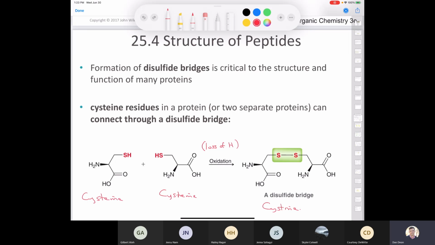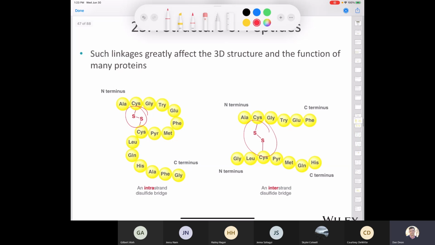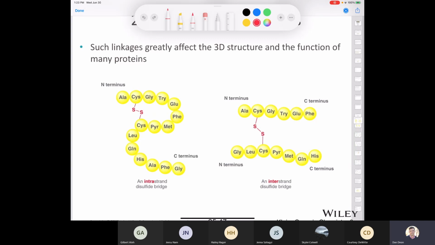But anyhow, the whole idea is that the oxidation that occurs when two cysteine residues combine to form this disulfide bridge is that it can have profound effects on the conformation of a protein. Okay, it has very profound effects. If you take a look at these two peptides here, it says the linkages, and these are the disulfide bonds. There's one shown here and the other one shown here. They have a great effect on the three-dimensional structure of a protein or a peptide, and of course they can affect the function, right?